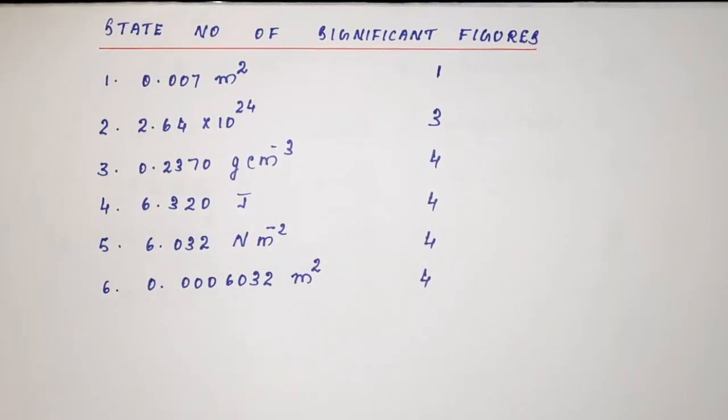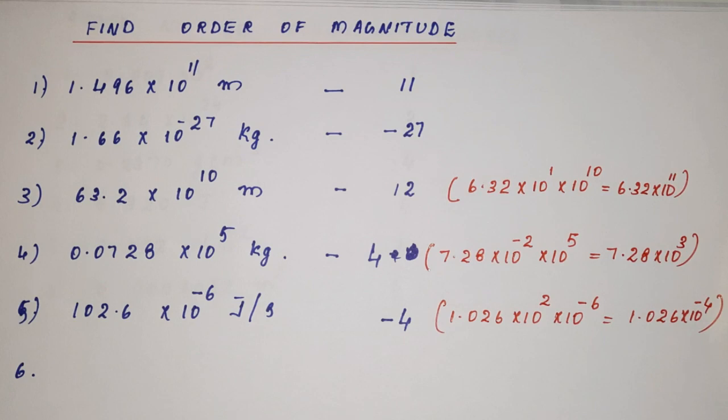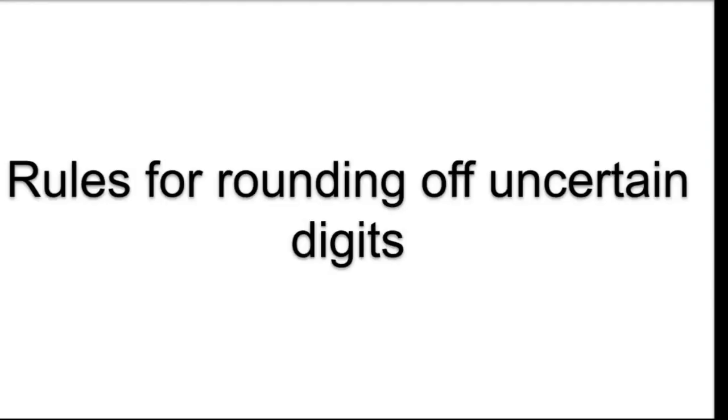Here are some examples of finding significant figures. Here are some examples of finding order of magnitude. Now, there are some rules for arithmetic operations with significant figures that we will do in the next session. Okay, all the rules we will not do today, but in the previous days' sessions also, while we were doing calculations, we were coming across rounding. So at certain places I used the word rounding.